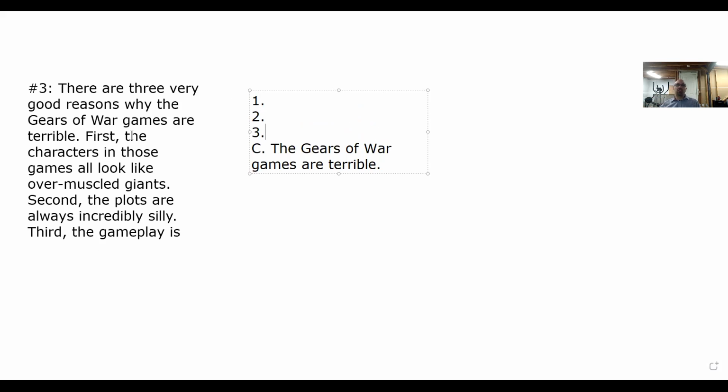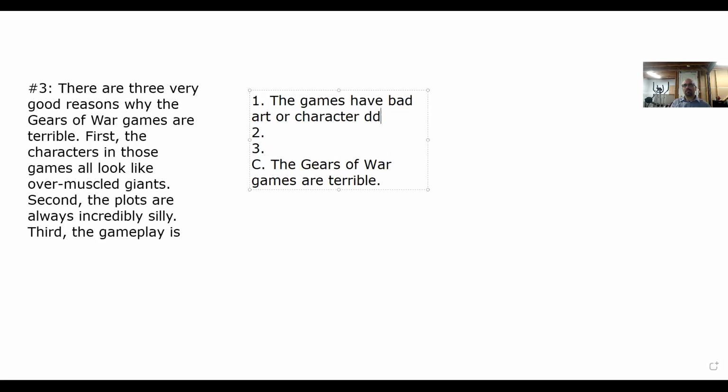So we see the first premise as it's written is that the characters in those games all look like over-muscled giants. Well, okay, why is that a bad thing? What's the actual critique here? Maybe someone could like a game where everyone looked like over-muscled giants. I mean, what's the actual critique? And it seems like the actual claim is something like the games have bad art or character design. That's a far clearer, way better version of expressing what claim is being made here than the way that it's actually written. And it'll be easier to evaluate whether or not this claim is true as a result.